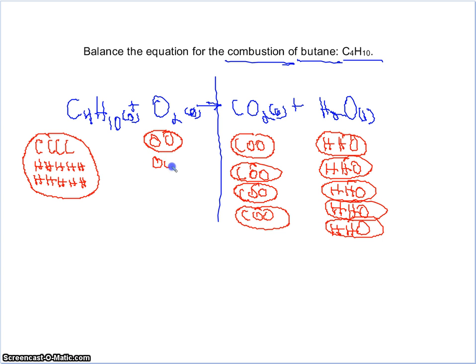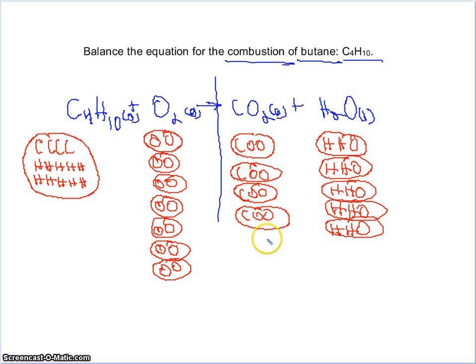So this is 2, 4, 6, 8, 10, 12, and I need 13, but I can only add it in 2s, so I've got to add another one. So now I've got 14. Oh, great. So now I have to go back and I have to add more oxygen. Well, I can add the 1 more oxygen that I need to balance it out by adding 1 water. So there I go, there's 1 water.